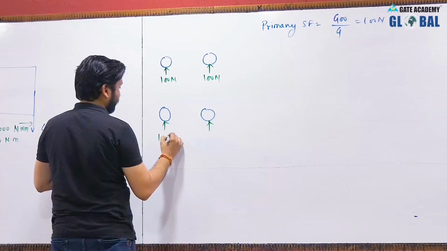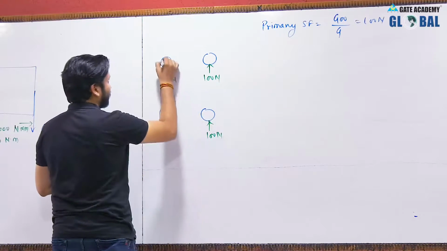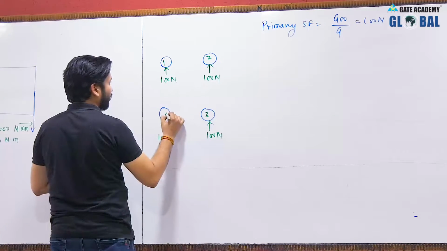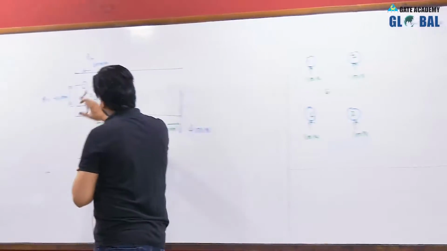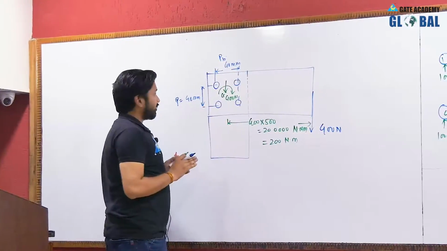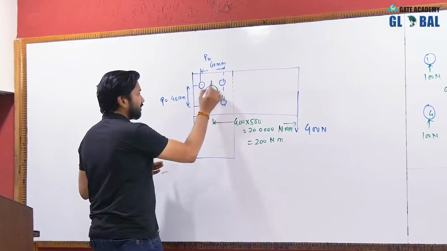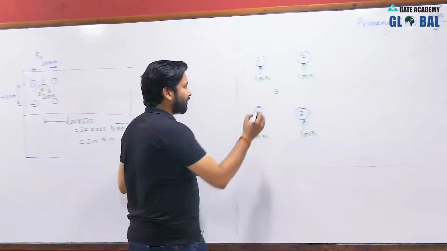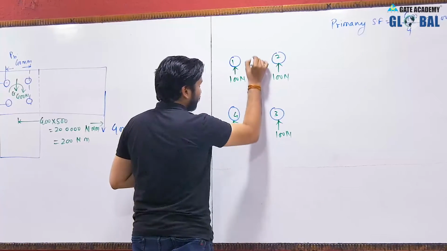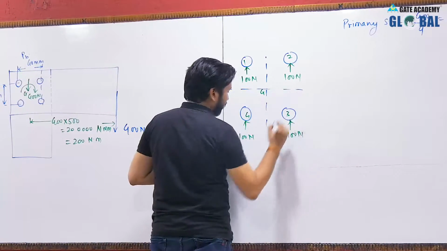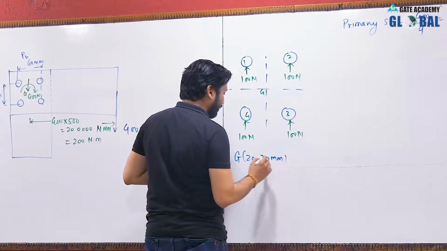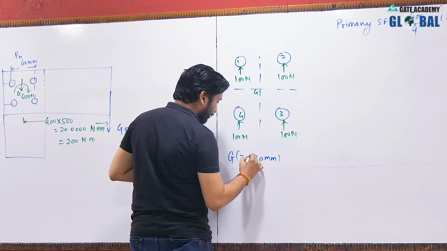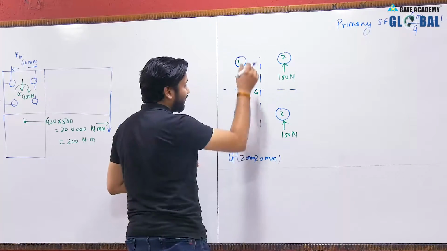Now this is rivet 1, 2, 3, 4, and this is the centroid G. As you can see, the rivets are arranged in a square geometry, so the centroid can be easily located. This centroid will have a coordinate of 20 mm and 20 mm, as these rivets are arranged in a square orientation.